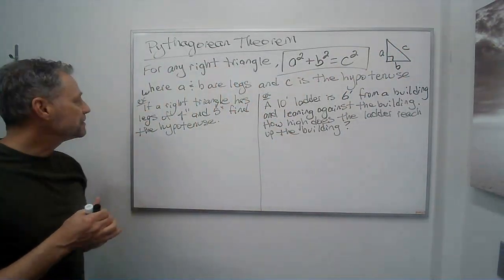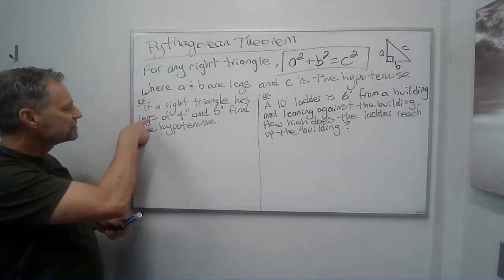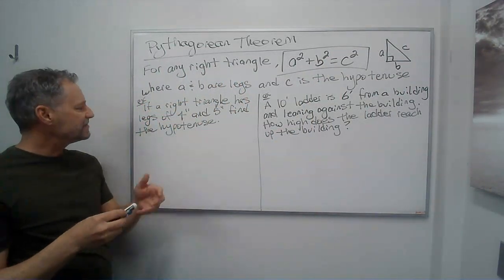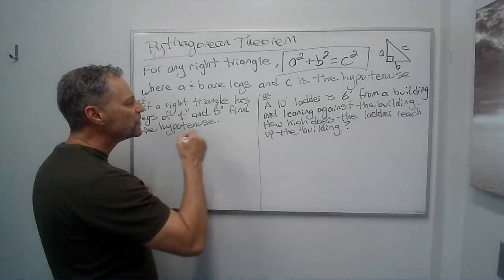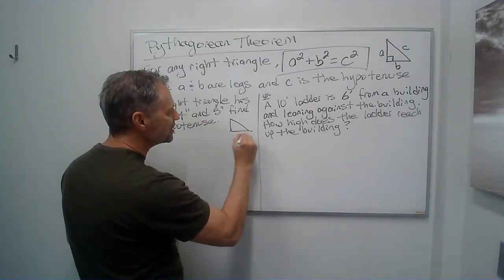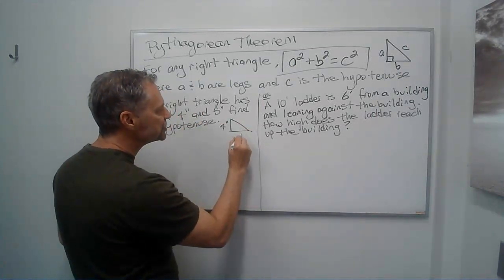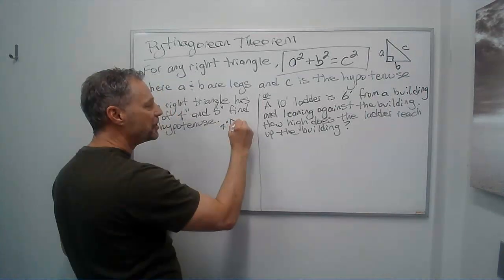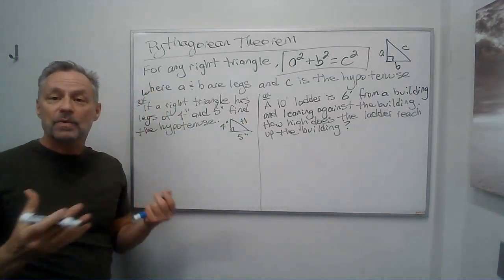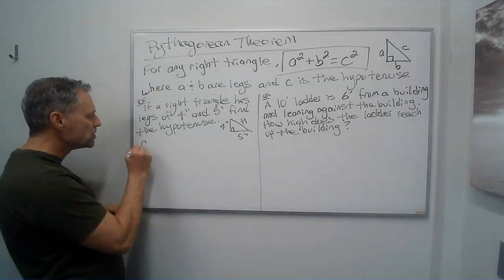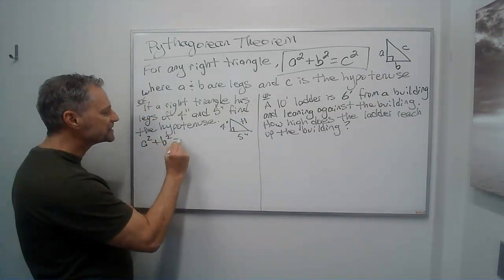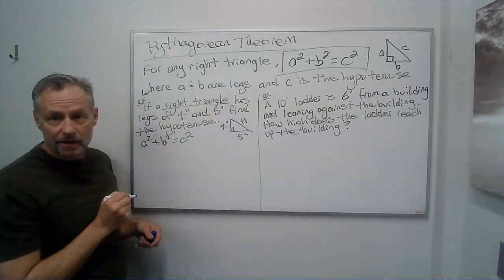Okay, so a couple examples. A right triangle has legs of 4 inches and 5 inches. Find the hypotenuse. So we could draw this. It's going to look something like this. So this is going to be 4 inches. This is going to be 5 inches. This is the hypotenuse that we don't know. But we know a squared plus b squared equals c squared because it's a right triangle.